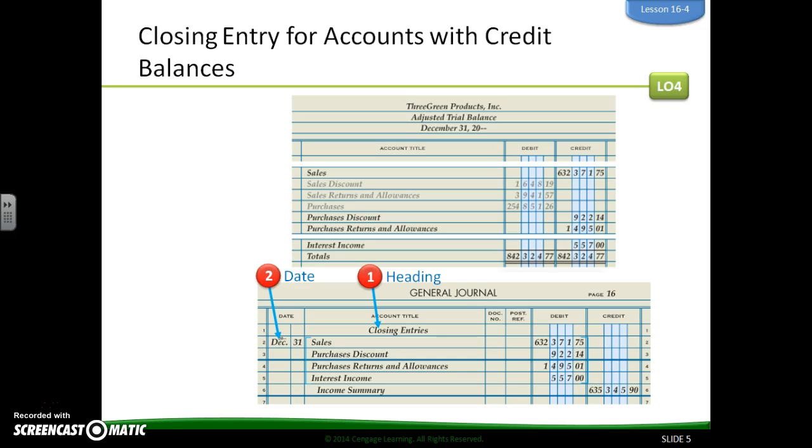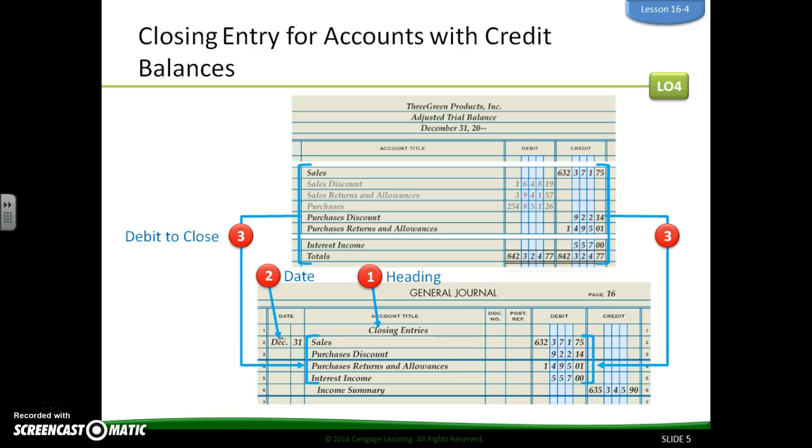We identify the date is the year end. And then we go ahead and evaluate the accounts on the adjusted trial balance that have these credit balances. So that's how we know that we will be using a debit to close. So you can see sales, where I have a credit balance, I'm going to post then this debit as a closing entry to close out the account.